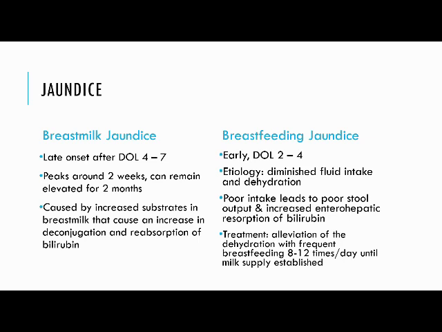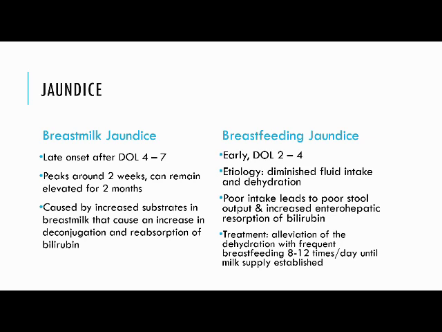So, we'll start with breast milk, since that's first, left to right. Late onset, usually after day of life 4 to 7. Usually peaks around 2 weeks, can remain elevated for 2 months. So this is like the previous slide that said something about jaundice lasting more than a week in term and 2 weeks in preterm.